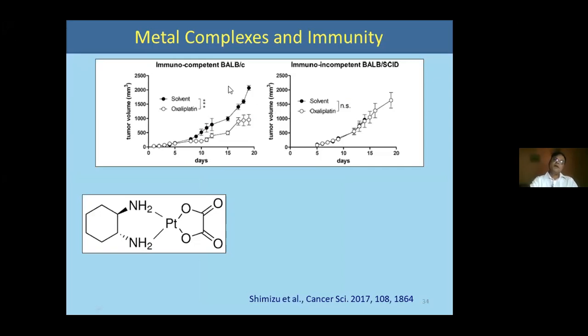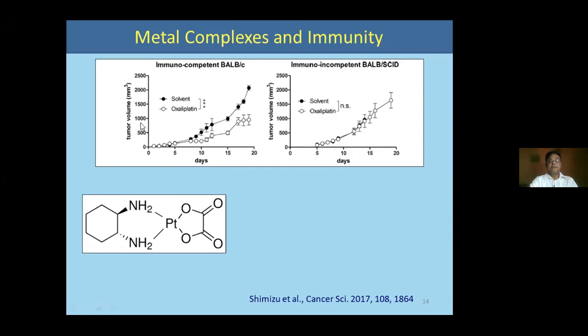What they found is that when the mice are immunocompetent, that is, immunity is already there, and we use only placebo, there is not much effect. And you can see that with the days, the tumor volume increases, or there is tumor growth. But when the mice are treated with oxaliplatin, this drug is effective and it is retarding the growth of the tumor volume.